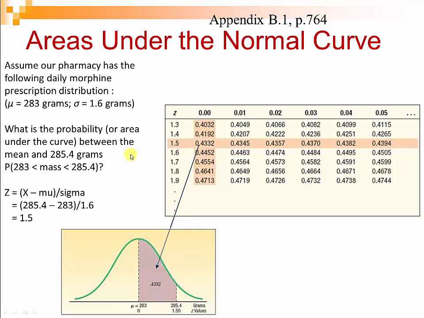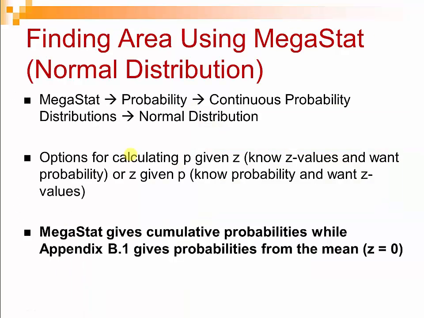Now the other advantage is that we can also use Excel and Megastat to help us determine the area under a normal curve. Using Megastat, we can go to Megastat, probability, continuous probability distributions, and normal distribution. We have the options for calculating P given Z, so we know the Z values and we want the probability, or we can go with the Z given P. In other words, we know the probability and we want the Z values. So there's good information there for us.